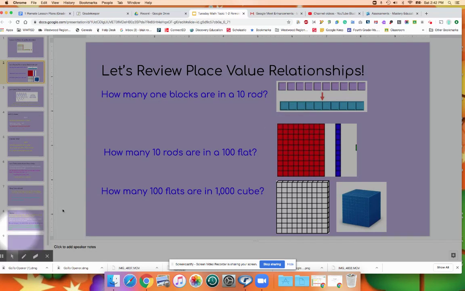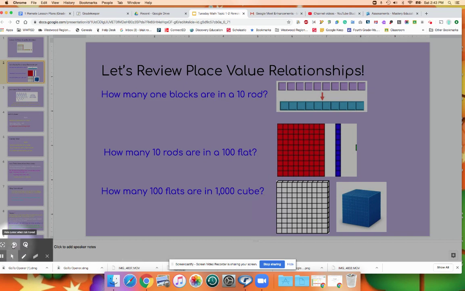So then let's also think about how many 100 flats are in that 1,000 cube. So how many of these flats would make up the cube? 10. Now let's just think, for every one of our questions, we said it was a multiple of 10, right? 10 ones gave me 10. 10 tens gave me 100. 10 hundreds gave me 1,000, right? So there is a relationship when you go up and down the place value chart. We're going to look at going up the place value chart, and the relationship is multiplication.